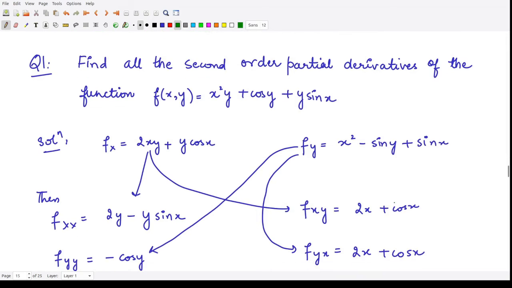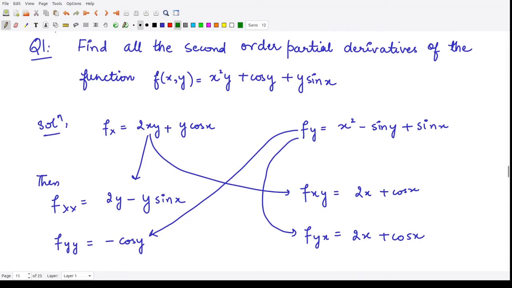So now let us see one example. This question is given to us: find all the second order partial derivatives of this particular function.